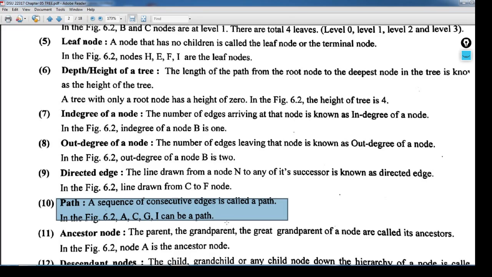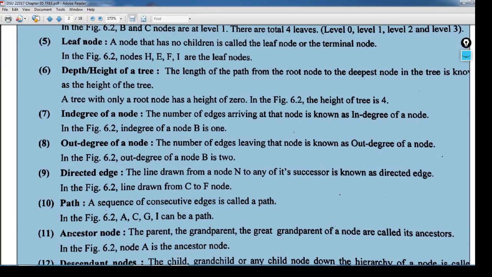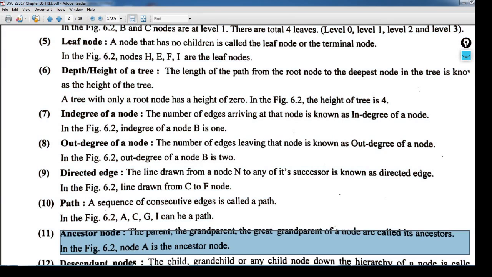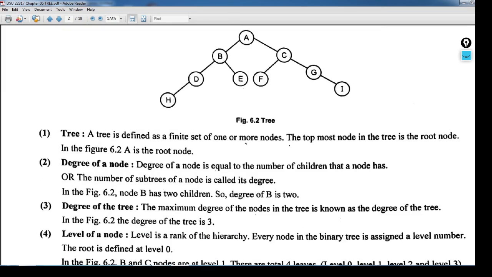Now, next terminology in tree is ancestor node. Ancestor, in Marathi, we will call it Purvaj. The parent, the grandparent, the great grandparent of the node are called its ancestors. For example, A is the ancestor node in above diagram, right? C is also ancestor for I, right? B is also ancestor for H, right?